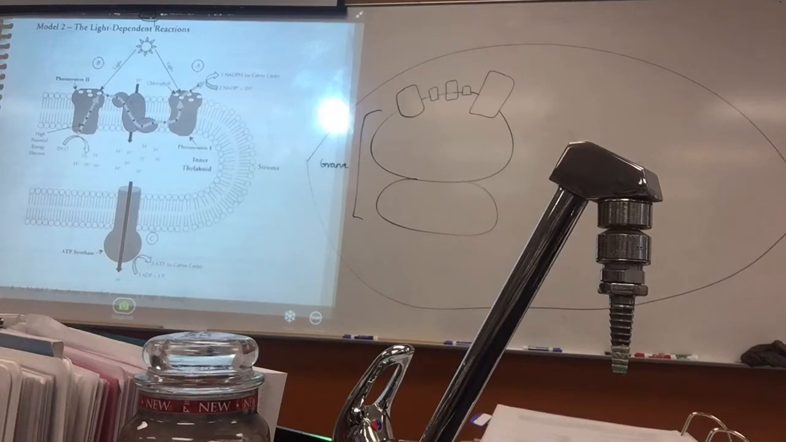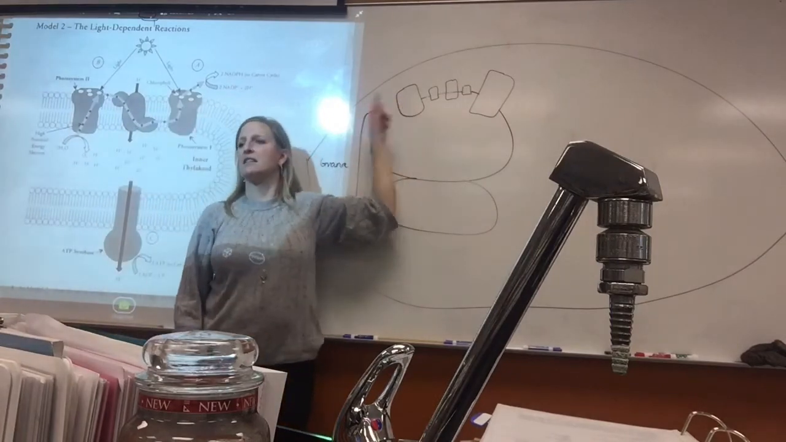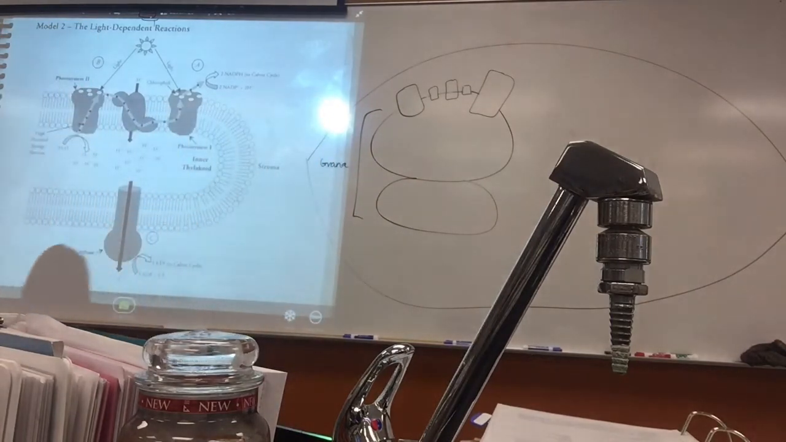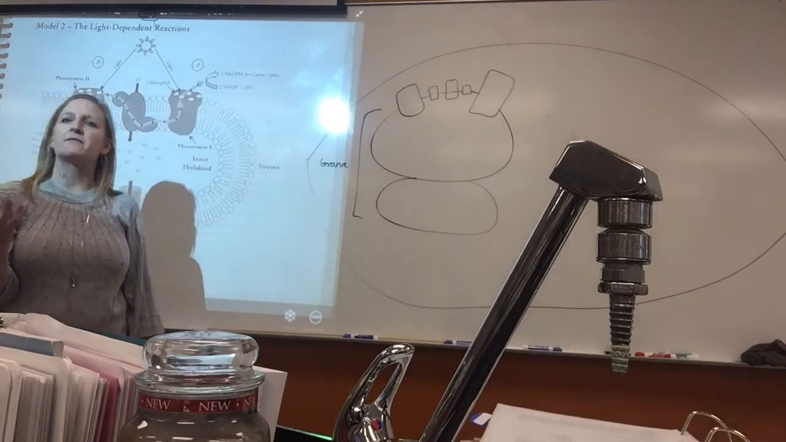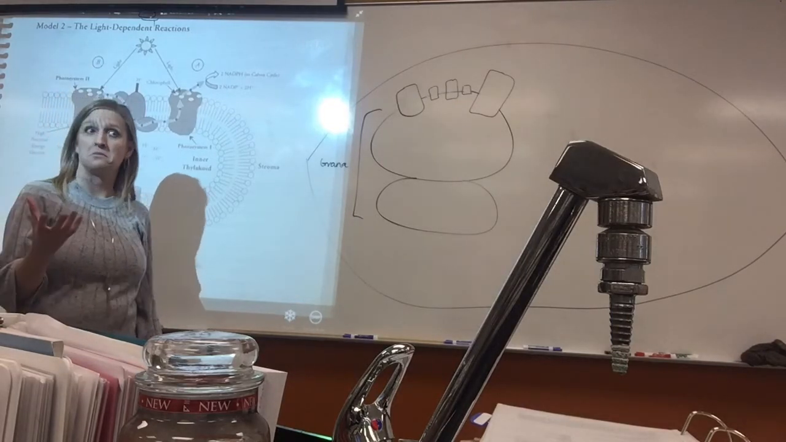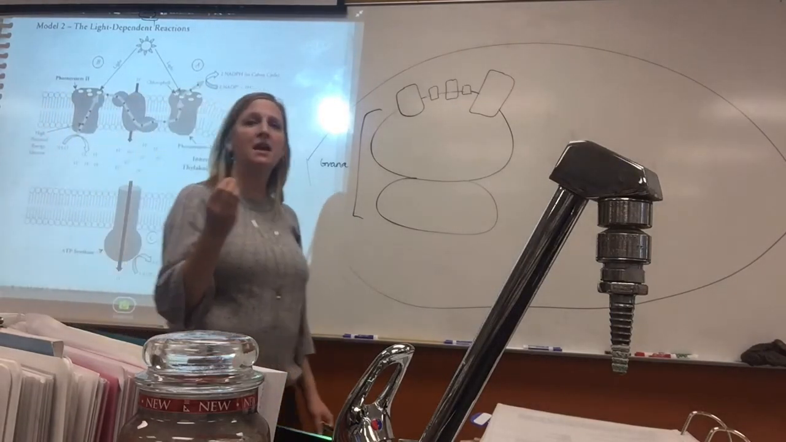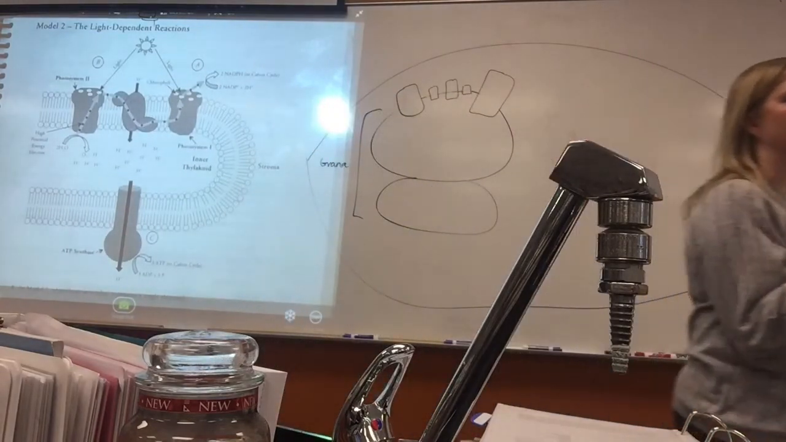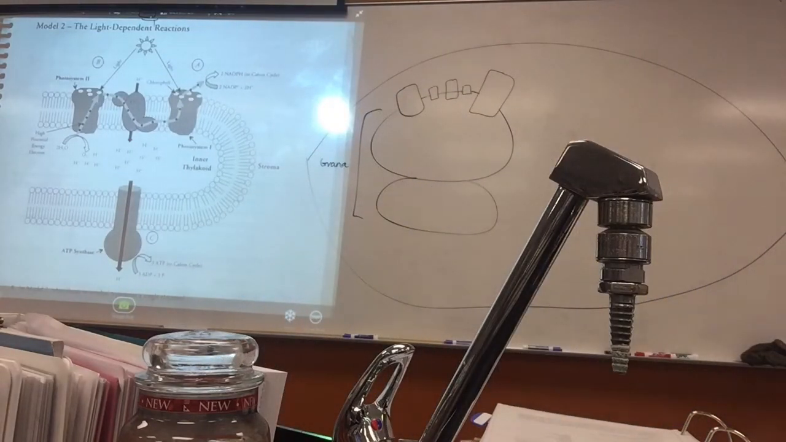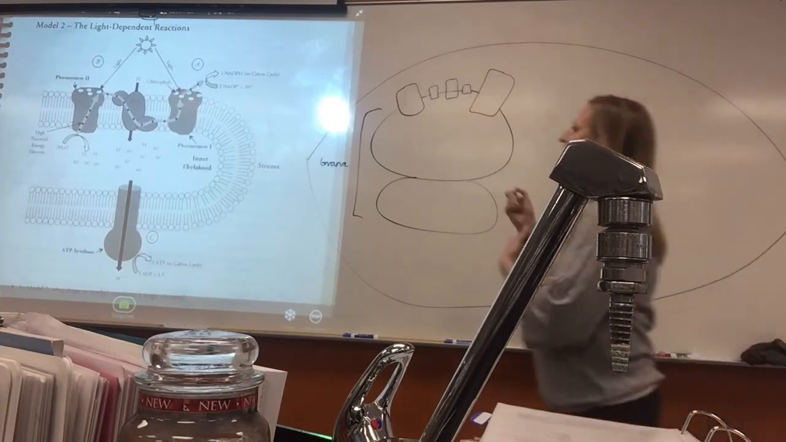Okay. Who can tell me something that is inside, comprises a photosystem? One thing, Maddie. Pigments. All right. So, what's the main pigment in photosynthesis? Charlotte. Chlorophyll, and specifically chlorophyll A.